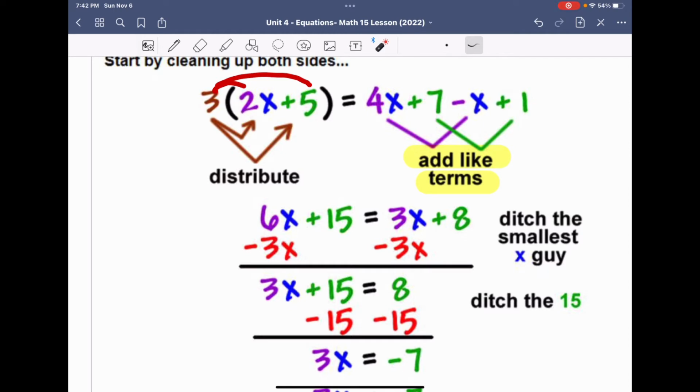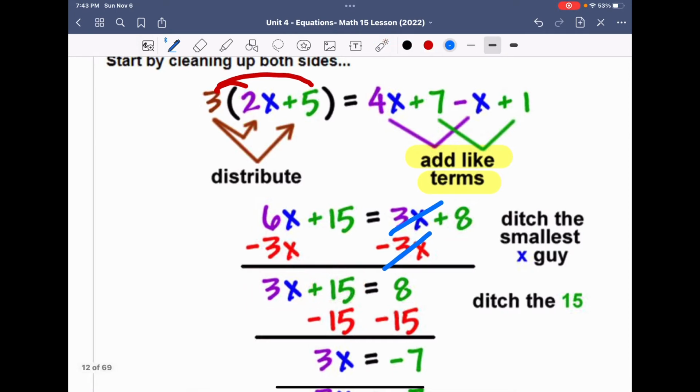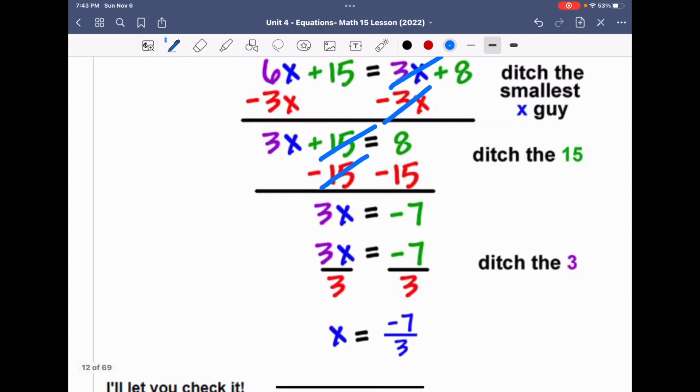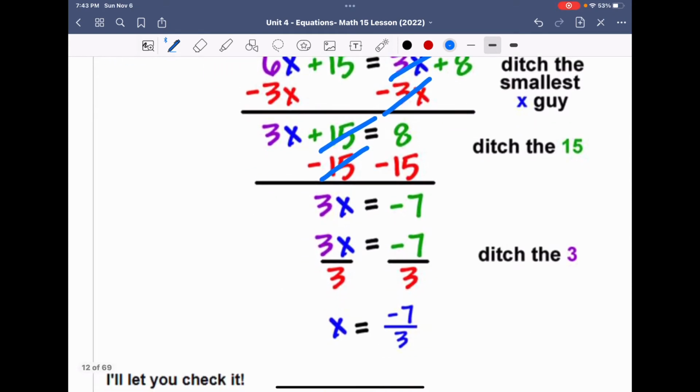So the way we can do that is say, we're going to eliminate the side with the smaller number of x's and get it to the other side such that the left-hand side, or whatever side, remains positive. So I take the 3x and I subtract it from both sides. That eliminates it, leaving me with 6x minus 3x, which is 3x. And now I have this 15 being added. In order to get rid of it, I have to subtract it from both sides. And so therefore, I have 3x is equal to negative 7, or 8 minus 15.